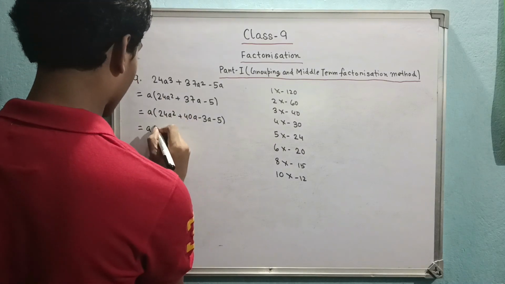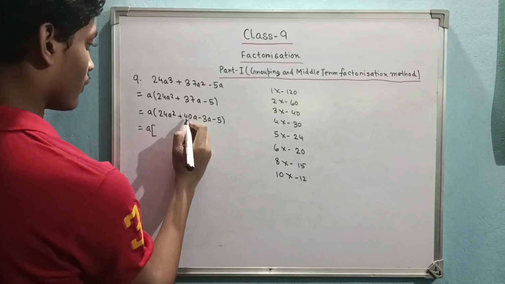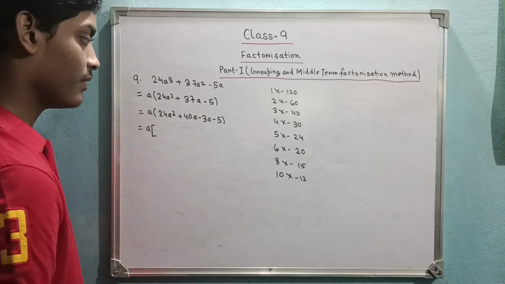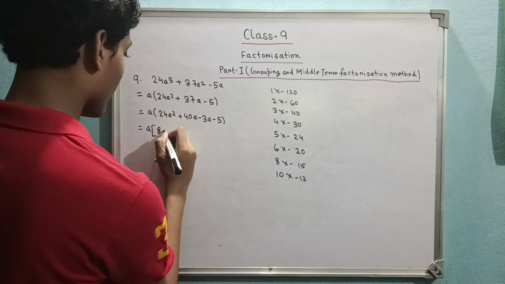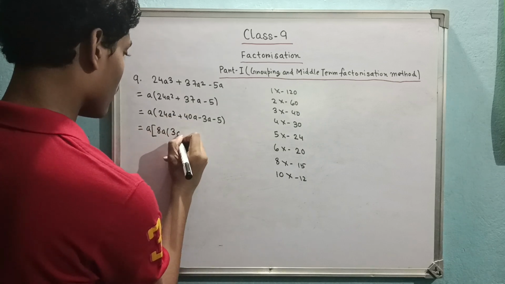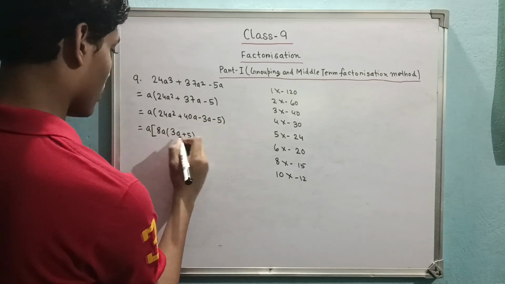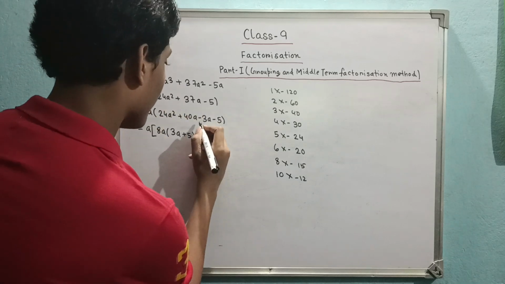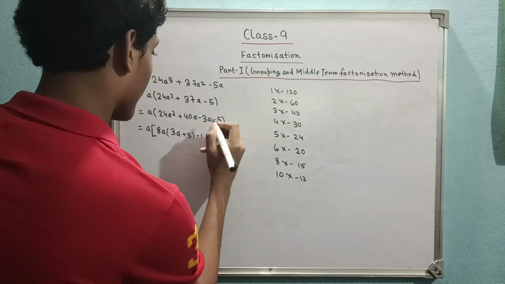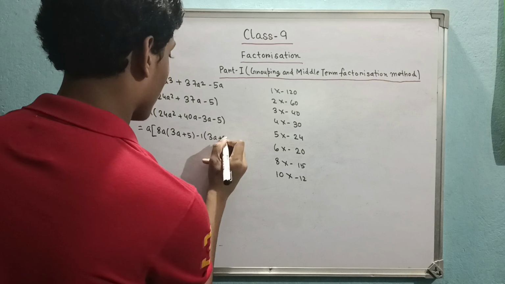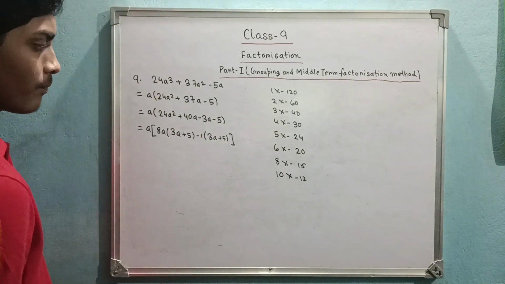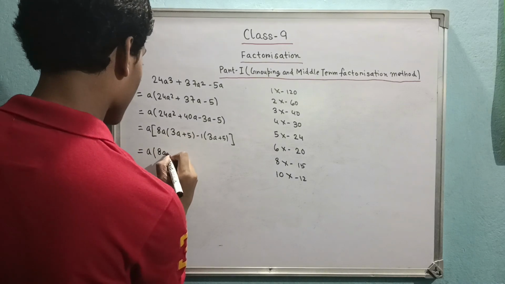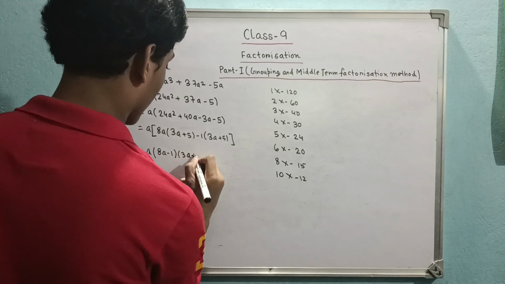I can also write this as a into, taking common here. Okay, what is common here? The common factor of 24 and 40 is 8, and we have a also common. I can write this as 8a into 3a plus 5. Recheck you can do. 8 into 3 is 24a square, 8 into 5 is 40a. Now if I take minus 1 common here, we get 3a plus 5. There you go. We got two terms common. Now let's do simple grouping. I can write this as a into 8a minus 1 into 3a plus 5.